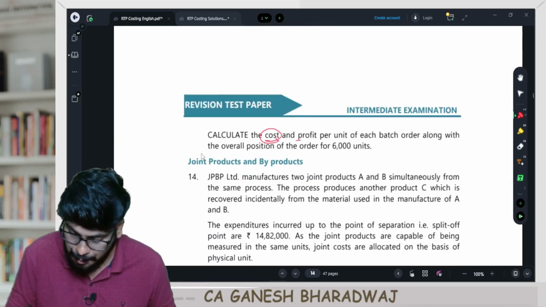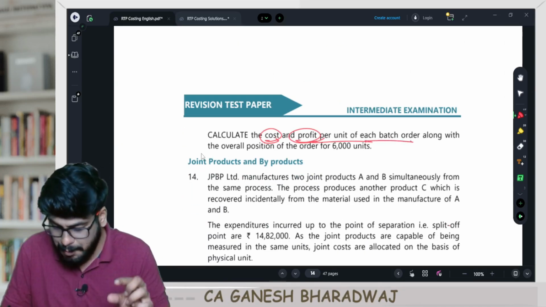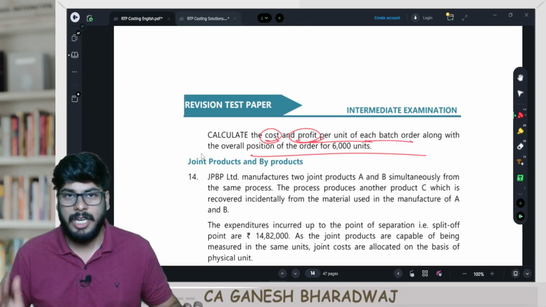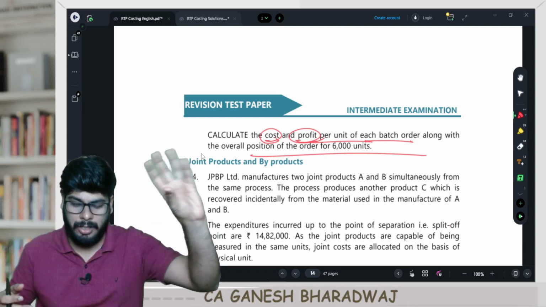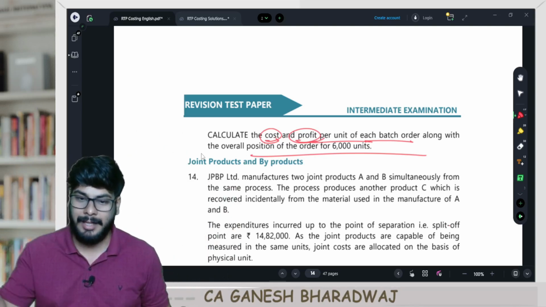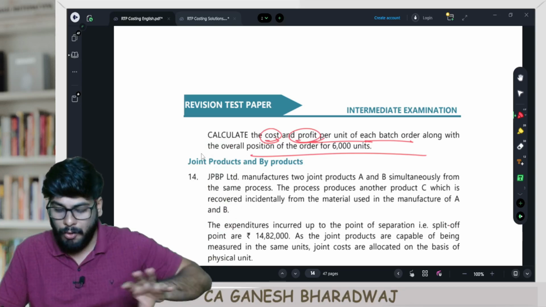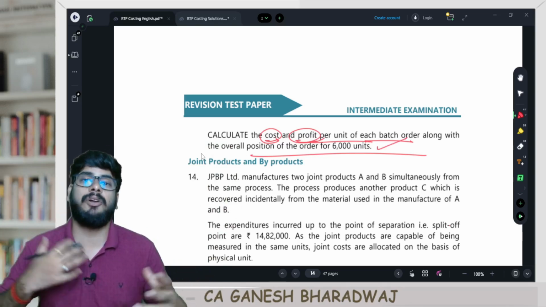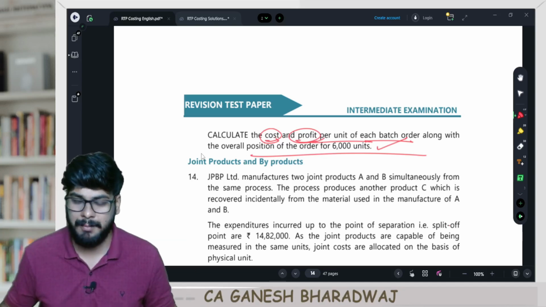Calculate the cost and the profit per unit of each batch order along with the overall position for 6,000 units, right? So month wise, you can calculate the cost per unit and the profit per unit. And then they are asking you to calculate the overall position for 6,000 units. Suppose they are manufacturing and selling 6,000 units, right? For that, what is going to be the position? Very, very simple. Are you clear with this?